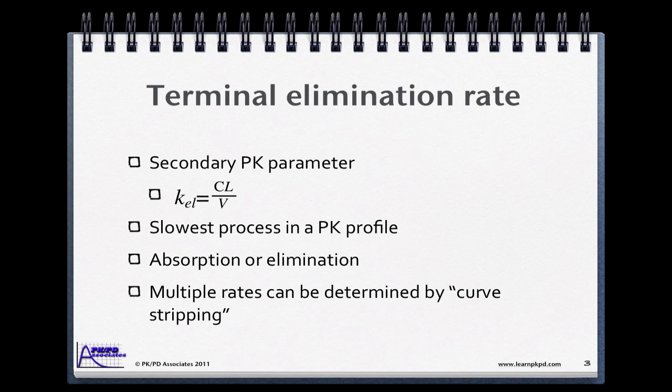The terminal elimination rate is a secondary PK parameter derived from the clearance and volume of distribution. It can be calculated directly from those parameters using the equation KEL equals clearance divided by volume. This parameter describes the rate of the slowest process in a PK profile. It can represent absorption or elimination, and multiple rates can be determined using a technique called curve stripping. However, we will not discuss that here.